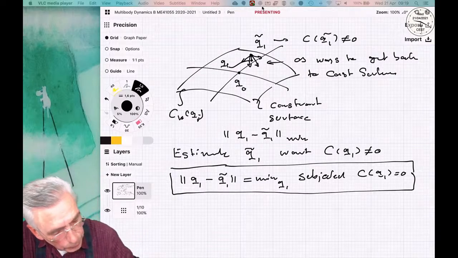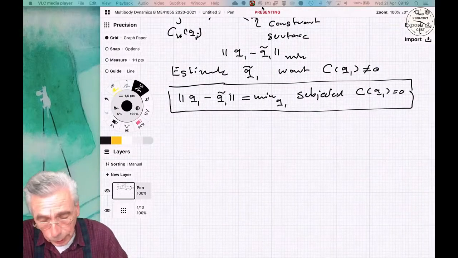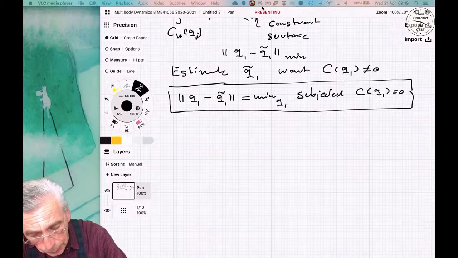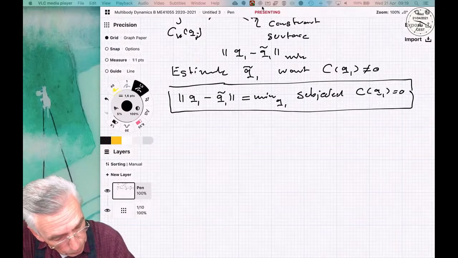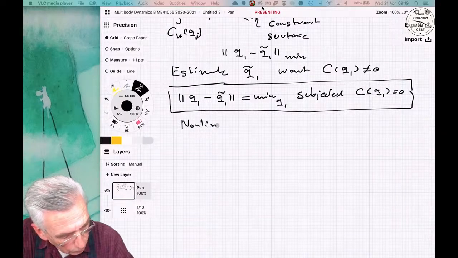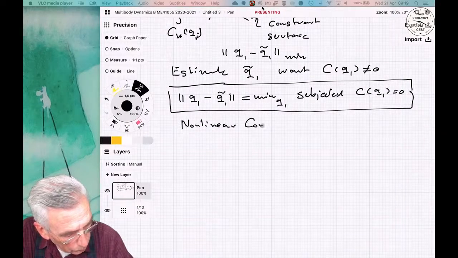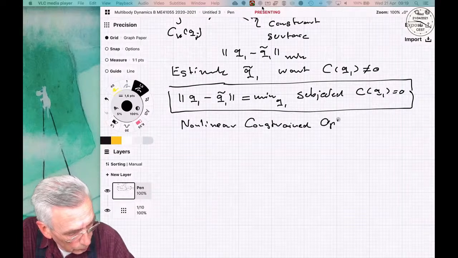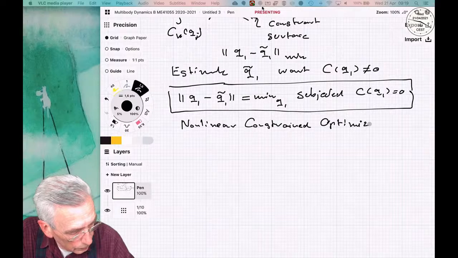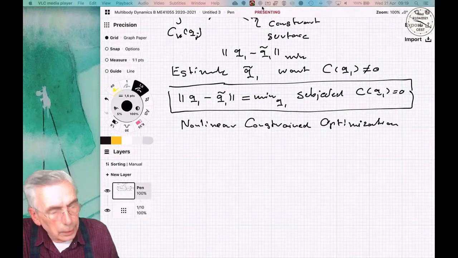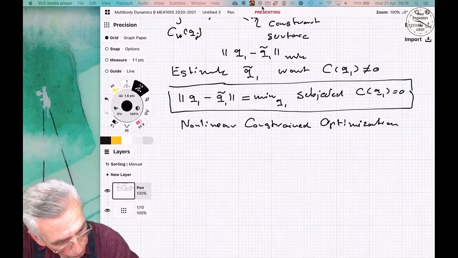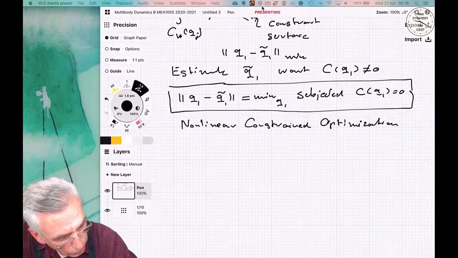And such a constraint minimization problem, I'm not going to derive how you do that, but you can solve that. It's a non-linear constraint optimization. And that's a difficult problem. So the first thing, why non-linear? Because this is a non-linear one. And why constraint? Because we have constraints to this.